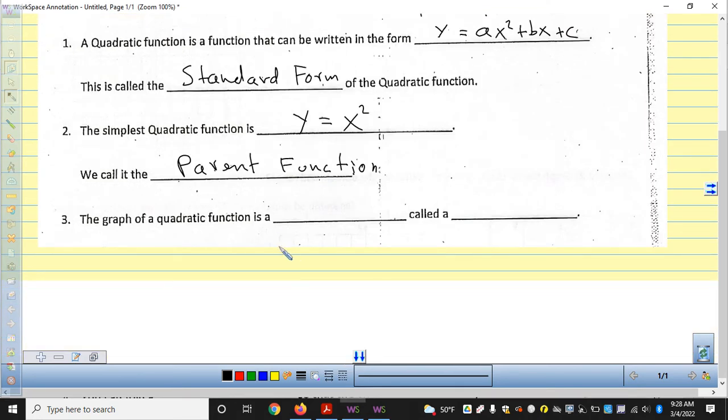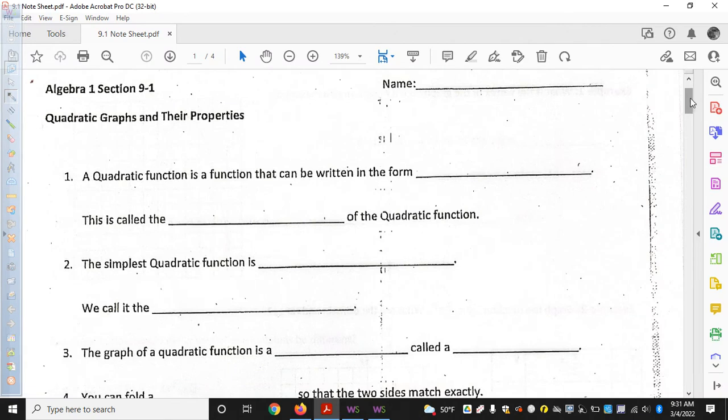The graph of a quadratic function, we might know this already. The graph of a quadratic function is a U-shape. And we call this U-shaped graph a parabola. And we're going to talk a lot about graphs of parabolas in this chapter. So let me grab the next portion of the note sheet.